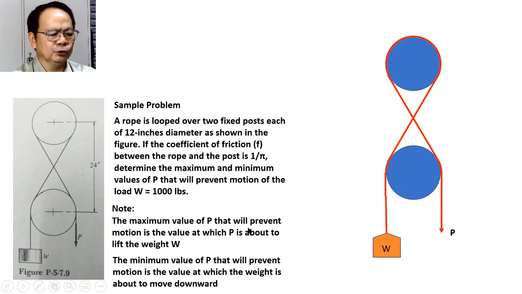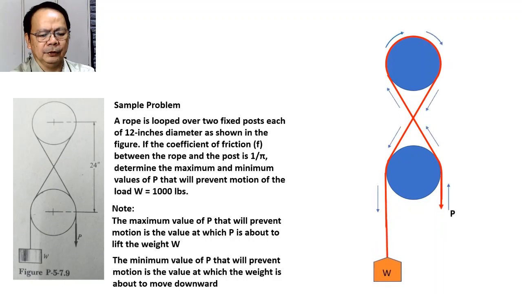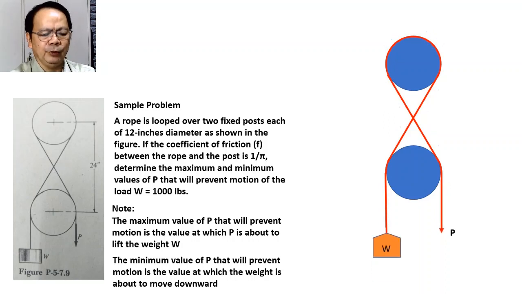Samantalang yung isa namang tinutukoy na minimum value of P dito is the value at which the weight is about to move downward. Siya naman yung P na magpe-prevent ng motion itong W in the downward direction. And to show it, ganito yung mangyayari. Ayun. Diba? It is the magnitude of the P that will prevent the weight W from moving downward. And we are looking for those two values of P.